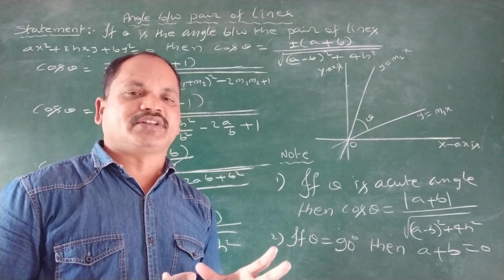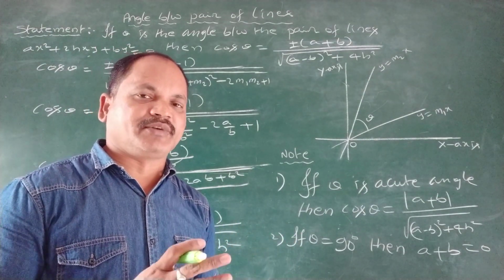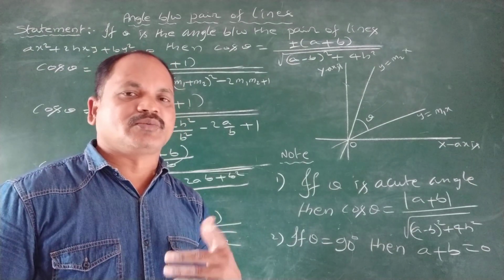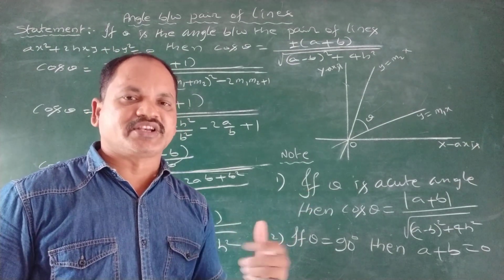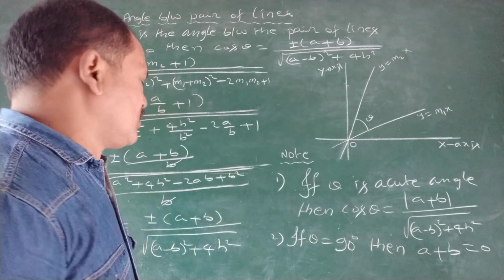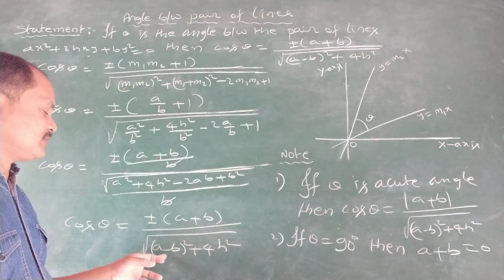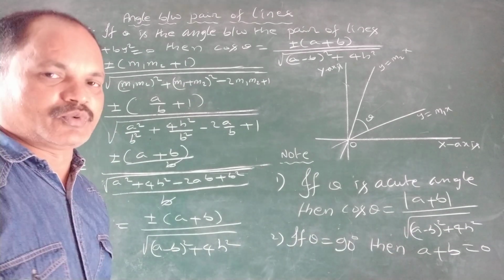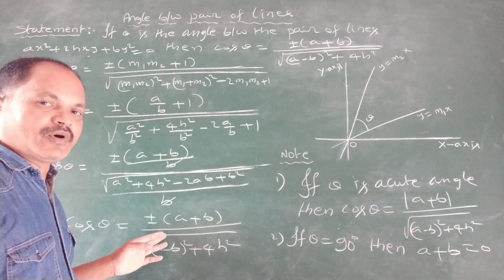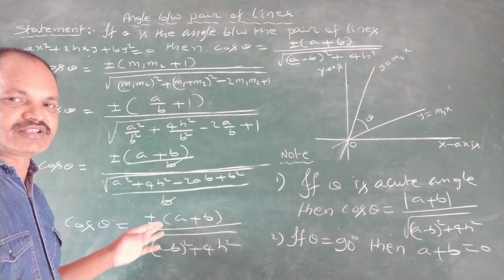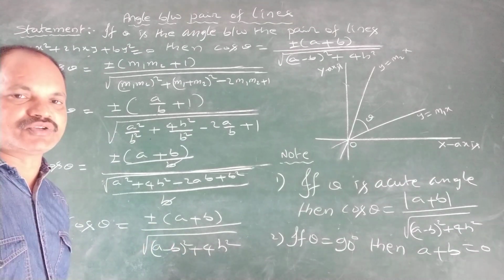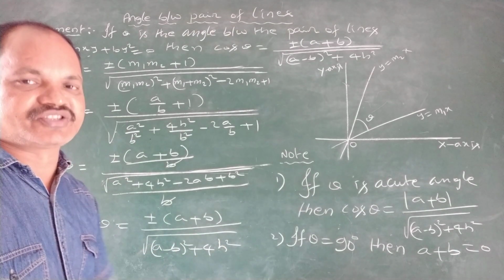That means the angle between the homogeneous pair of lines and the non-homogeneous pair of lines are found with the same parameters. Now observe, cos theta is plus or minus (a plus b) by root of (a minus b) whole square plus 4h square. That means it may be acute or obtuse. Plus or minus means acute or obtuse. Acute is positive, obtuse is negative.